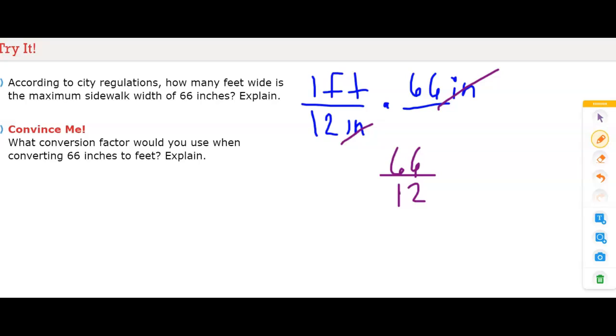And so then you divide 66 by 12, and that would leave us with 5 5/10 feet, because that is the unit of measure we're left with after dividing out the inches. And it says how many feet wide is the maximum sidewalk width? So we have 5 5/10 feet.